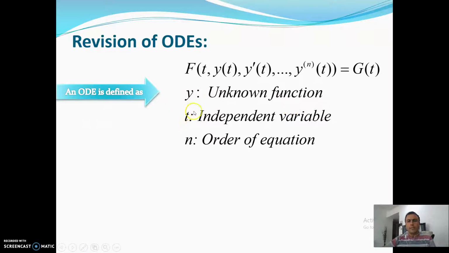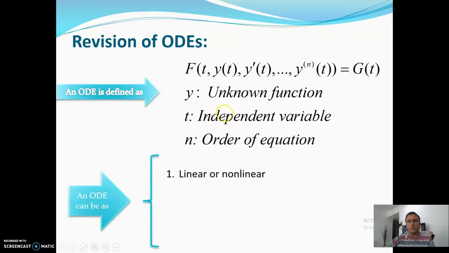And t is the independent variable, and in vibration we deal with time because our problem is a time dependent problem. And finally n, which is the order of the equation. So we can determine the order of the equation from n. Generally, an ODE can be in different forms, for example linear or nonlinear, and it relates to the relation between y prime and other unknown functions. And second, it can be homogeneous or non-homogeneous.